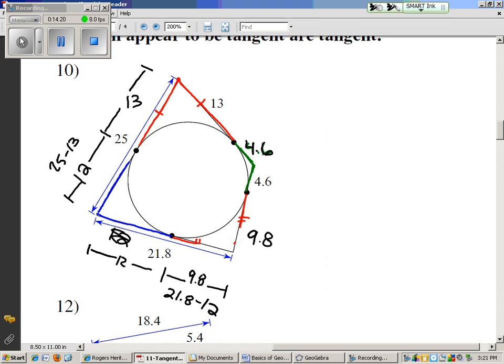So I'm going to get 13 plus 4.6 plus 9.8 plus 12, but there's 2 of all of those, so I'll just do P equals 2 of that. Add that together, tell me what you get for your perimeter.